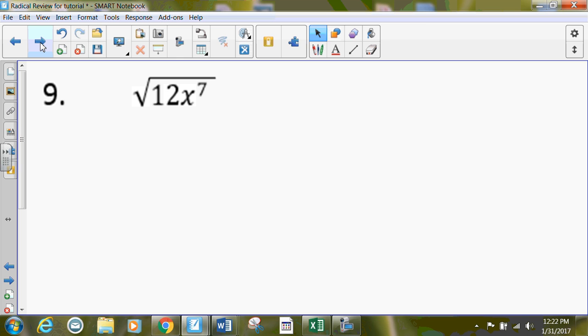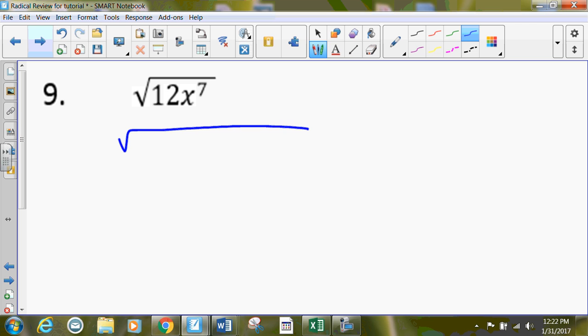All right, so what we're going to do is look for perfect squares, both with our number and with our variable. When I'm looking at 12, I know there's a perfect square hidden in there, and that's a 4. So that's 4 times 3. And then look at x to the 7th.